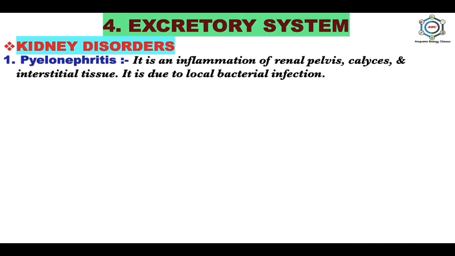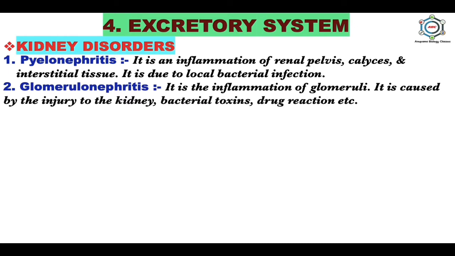And here the kidney disorders, in which the first one is pyelonephritis. It is an inflammation of the renal pelvis, calyces and interstitial tissues. It is due to local bacterial infection. And the symptoms of the disease are pain in the back and frequent painful urination. Second is glomerulonephritis, which is the inflammation of the glomeruli, caused by injury to the kidneys, bacterial toxins, drug reactions, etc.